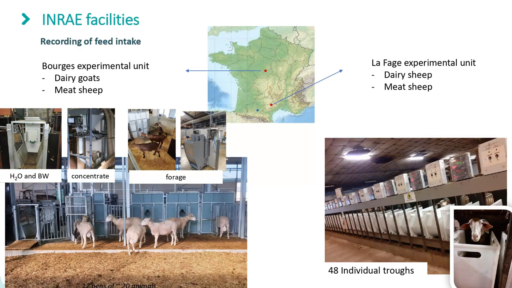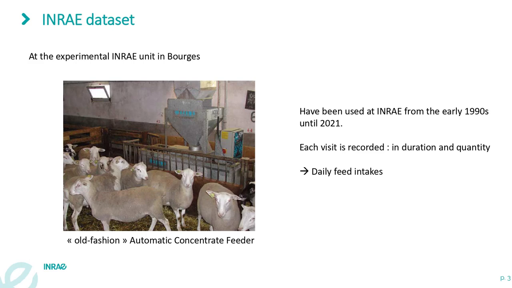This is the new facility from where we get our data now. But the data set you're going to work with came from an older experiment. We used to have older feeders at INRAE, the gray ones. These are old-fashioned feeders. They were first designed for pigs, and then adapted for sheep. We used them from the 1990s until the last 2 years.